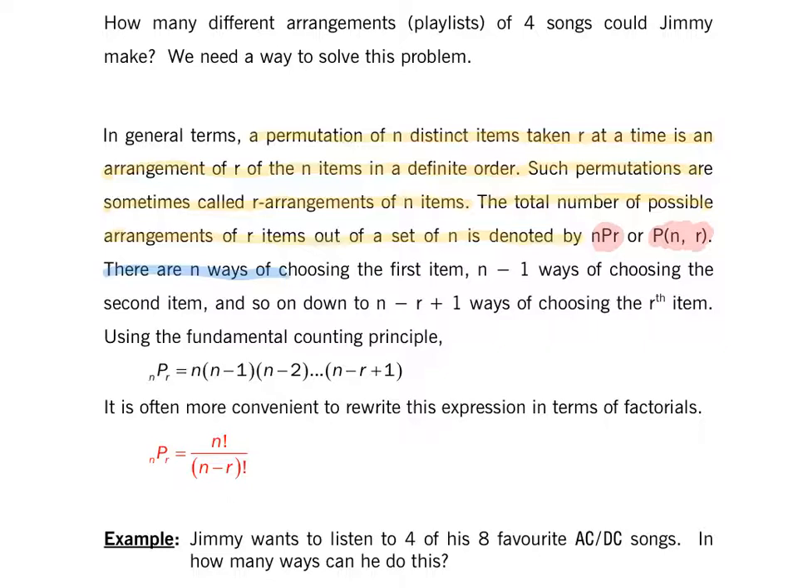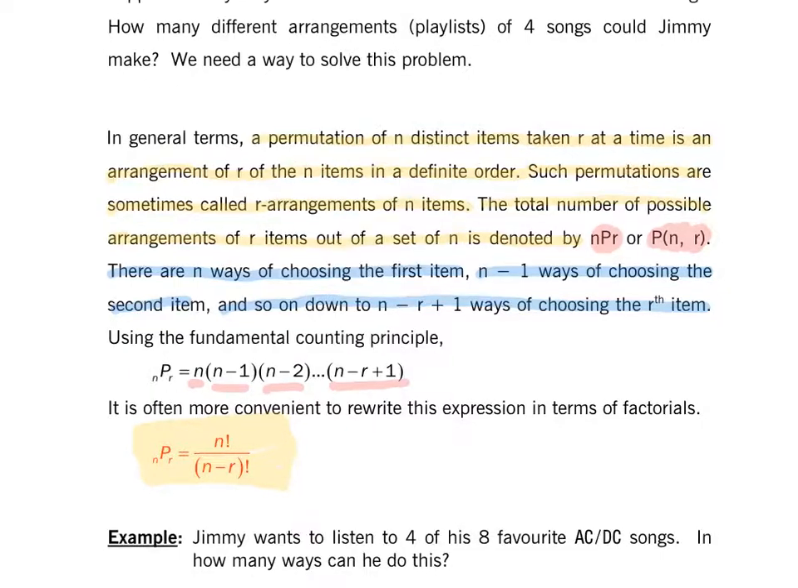There are n ways of choosing the first item, n minus 1 ways of choosing the second item, and so on until we get to n minus r plus 1 ways of choosing the rth item. Using the fundamental counting principle, nPr is equal to n times n minus 1 times n minus 2 all the way down to n minus r plus 1. But it's often more convenient to write it this way: nPr is equal to n factorial over n minus r factorial.